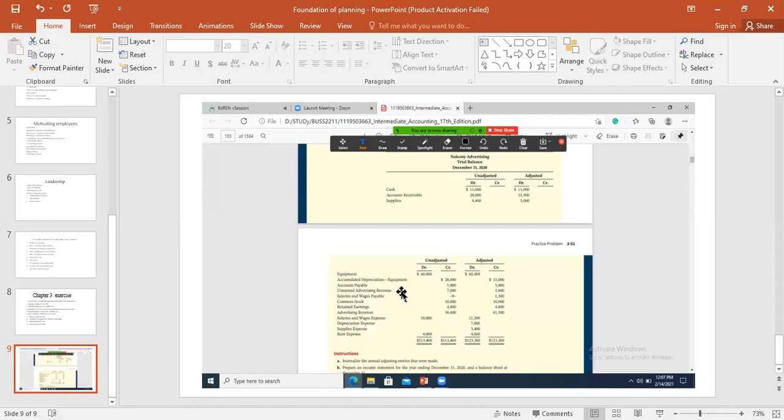Then we had equipment, which was 60,000. But in a real scenario, our equipment is not at the 60,000 amount. Our equipment has been depreciated for many years, and we are finding such depreciation here. Our equipment is still 60,000 here, and the adjusted entry shows 35,000 has already been depreciated from the actual amount of equipment.